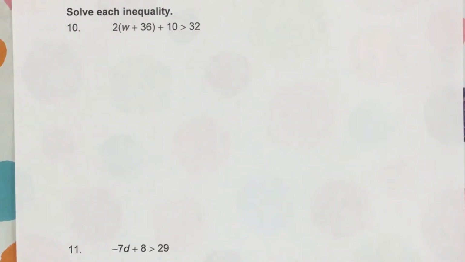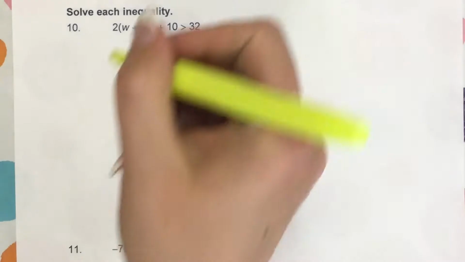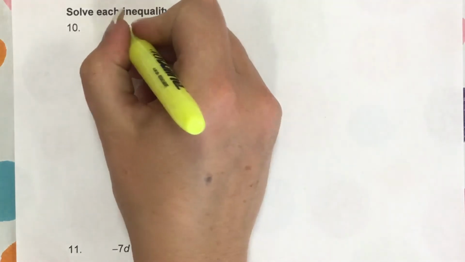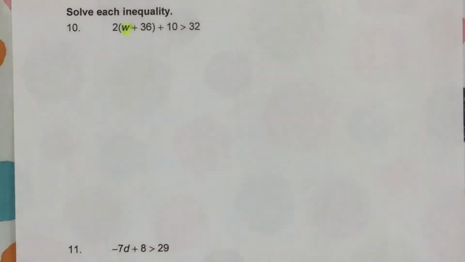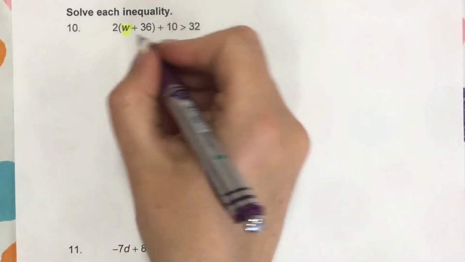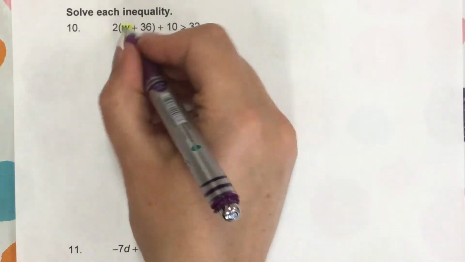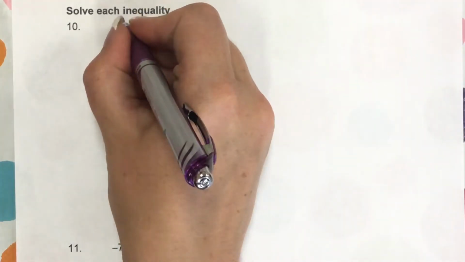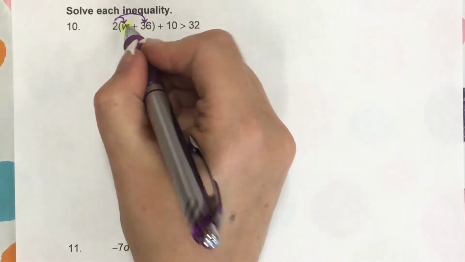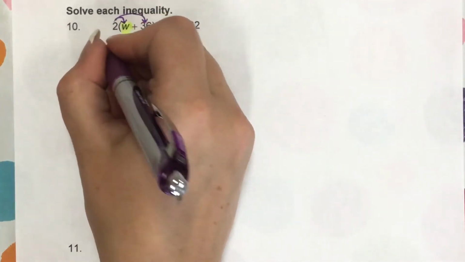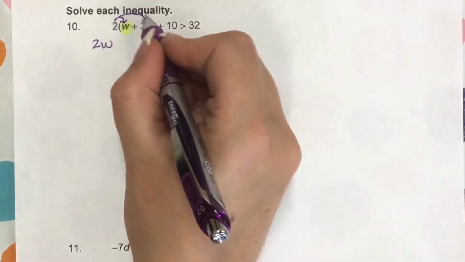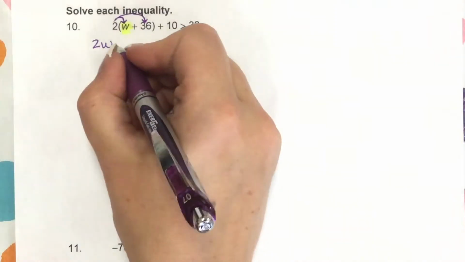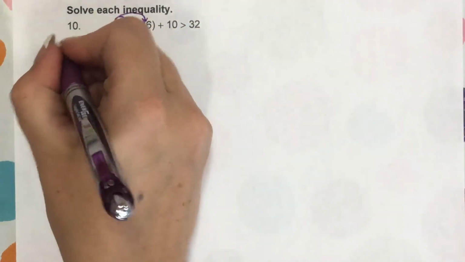Okay, we are back. We're talking about problem 10. We're trying to figure out what W is. Now, in this problem, I see that there are parentheses and there's a number outside the parentheses. So the first thing we need to do is distribute this 2 to both items in the parentheses. So we're going to go 2 times W, which ends up being 2W, and then we're going to go 2 times a positive 36.